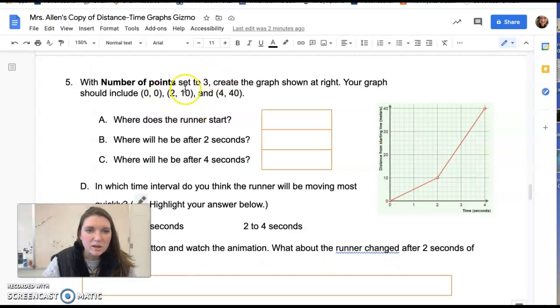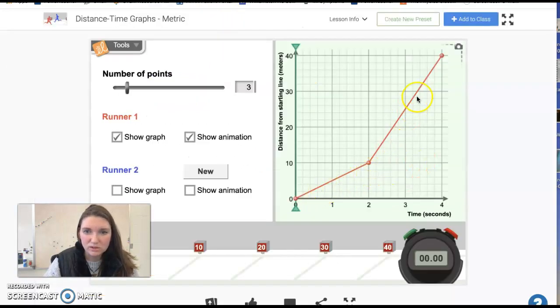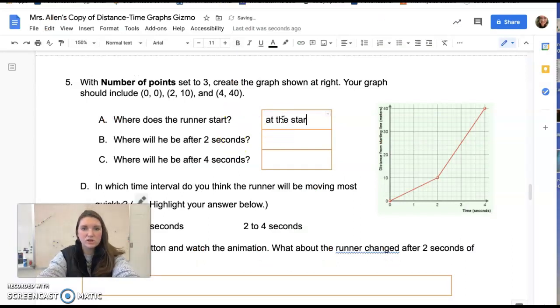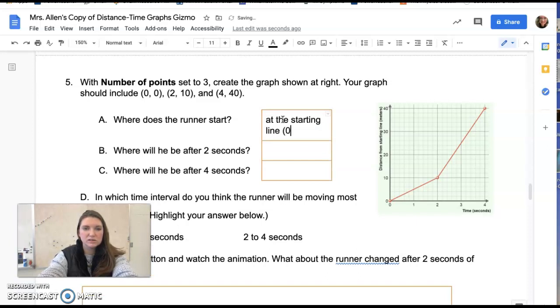Okay, so now we're breaking this down. We've got number of points set to 3. We're going to create this graph. It's got the points 0, 0, 2, 10, and 4, 40, meaning seconds and meters of distance. So mine looks just like that. Now we're going to answer some questions about it. Where does the runner start? At the starting line, which is 0 meters.